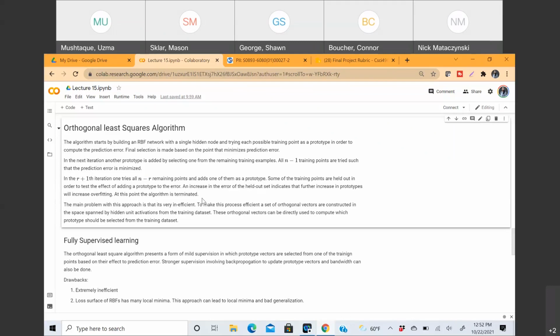But then just think about the inefficiency that goes into it, because just for one node, I'm running through the entire data, and then for the second node, I'm running through the entire data, and this can take forever for bigger data. Yes.